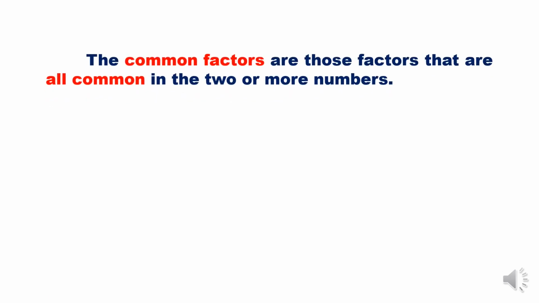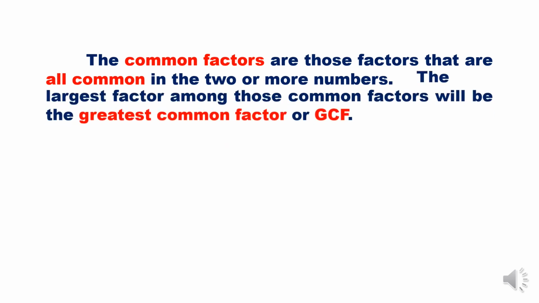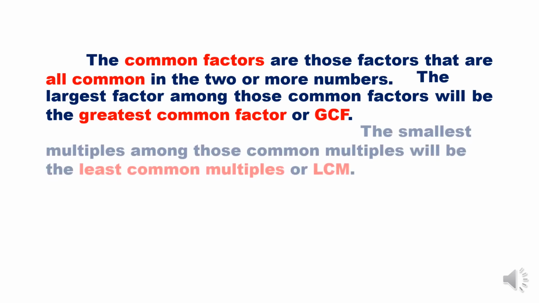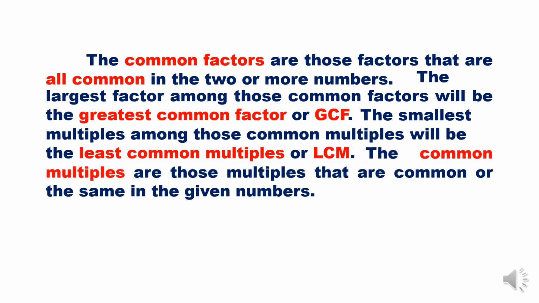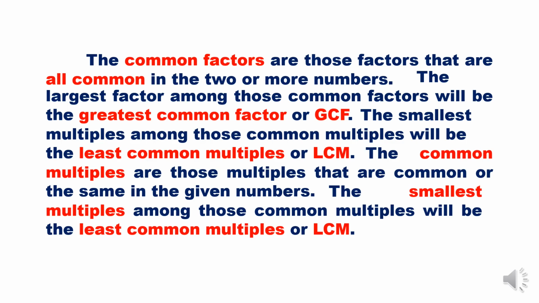The common factors are those factors that are common in two or more numbers. The largest factor among those common factors will be the greatest common factor or GCF. The common multiples are those multiples that are common or the same in the given numbers. The smallest multiple among those common multiples will be the least common multiple or LCM.